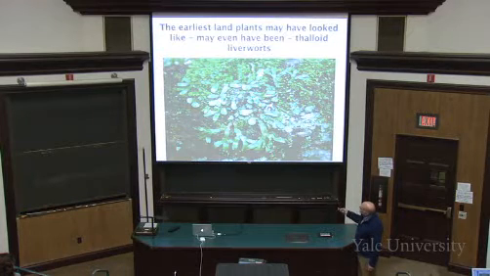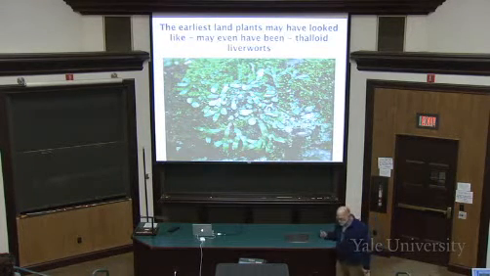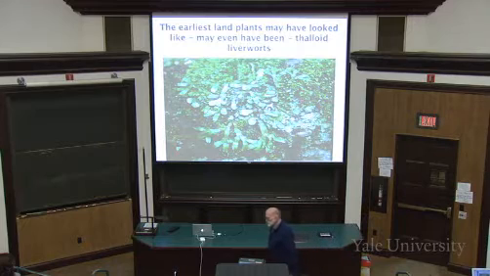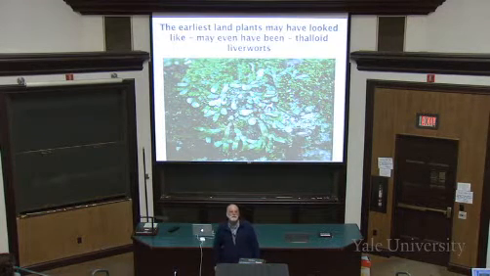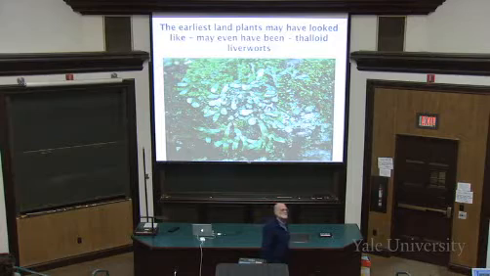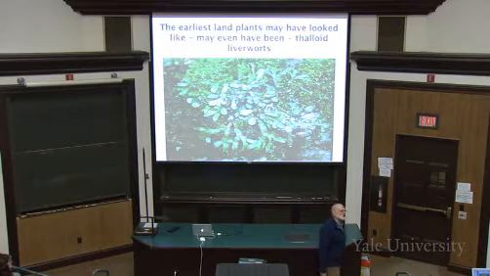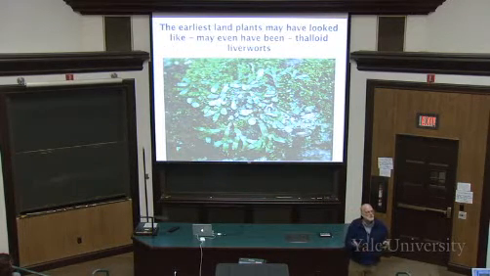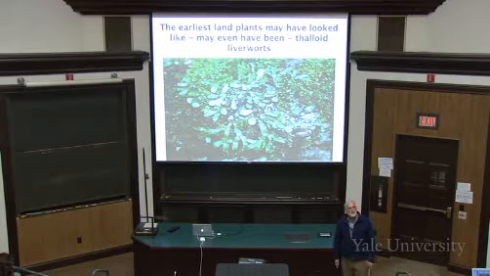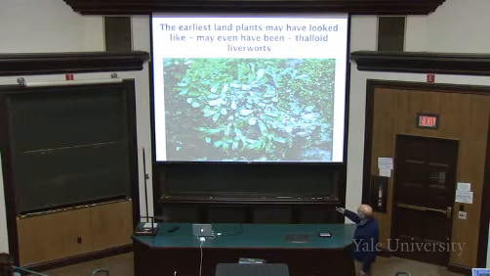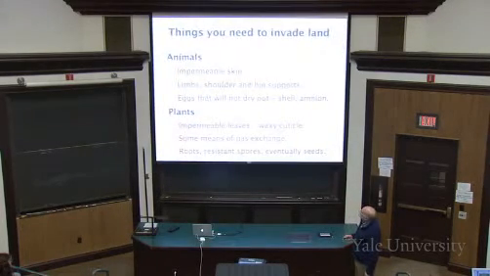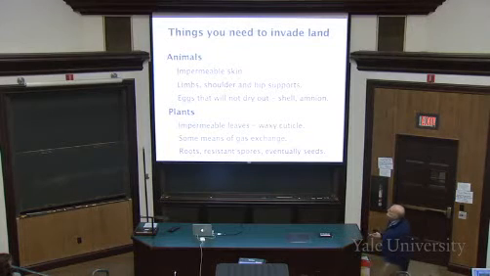And when you look at it, it looks a fair amount like algae that we are familiar with and that we see in the intertidal zone. It doesn't really look that different in its structure from a marine alga, but it is adapted for living on land. And to get onto land, this is what you need.